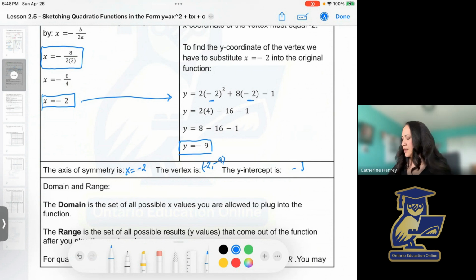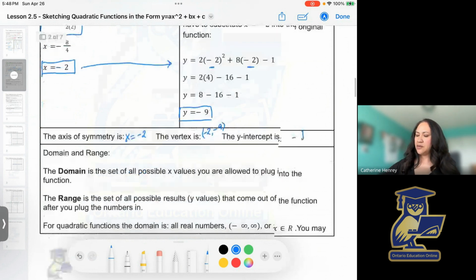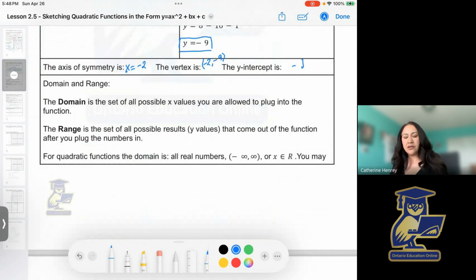So we haven't quite talked about domain and range, so we're going to do that here. The domain of a function is the set of all the possible x values that you can plug into a function. When we're talking about a quadratic function and parabolas, there is no limit on what x values you can put into the function. Now the range refers to all the possible y values that can come out after you plug in the x values.